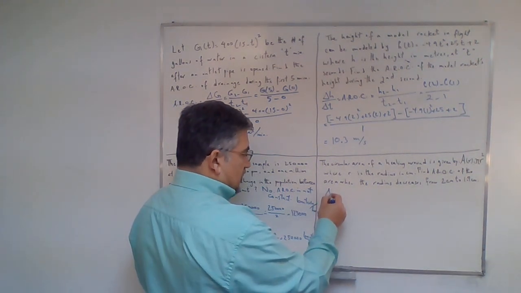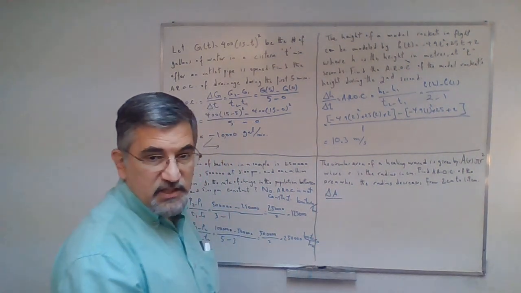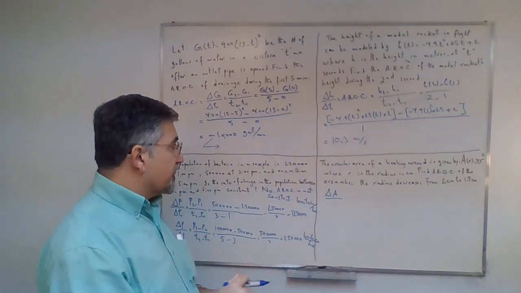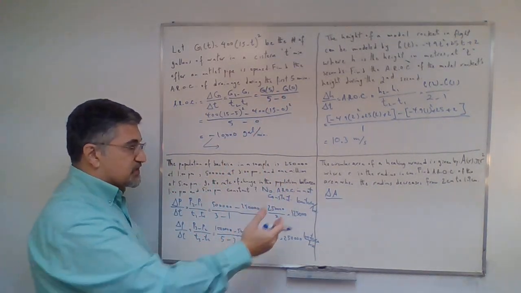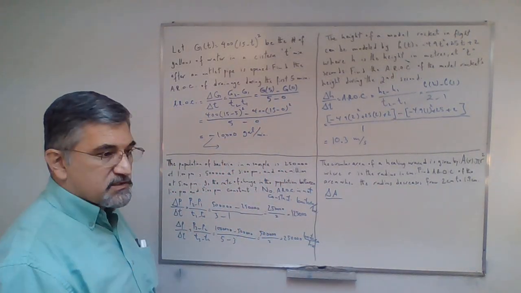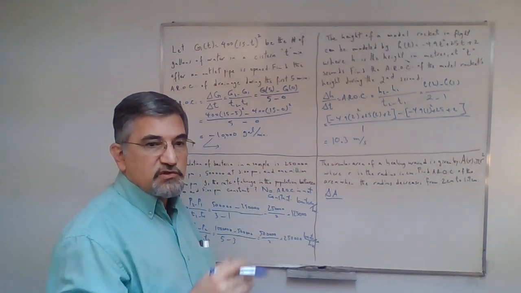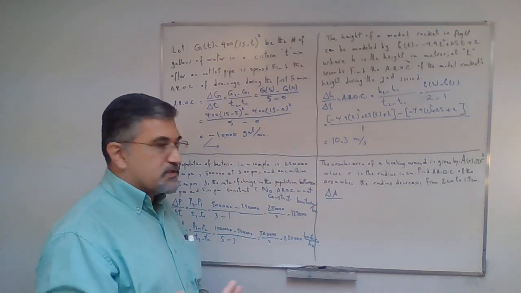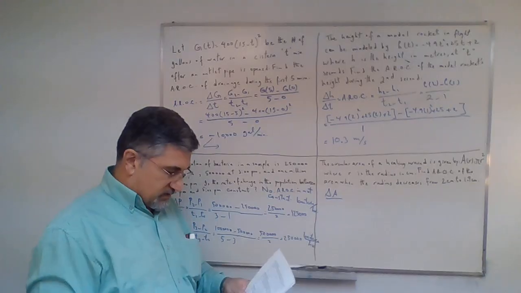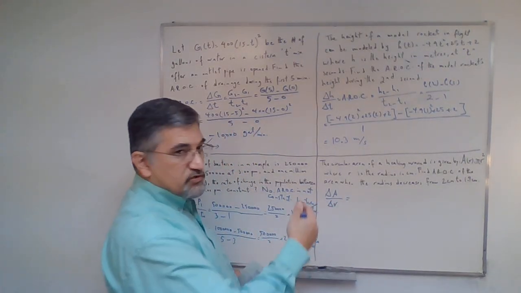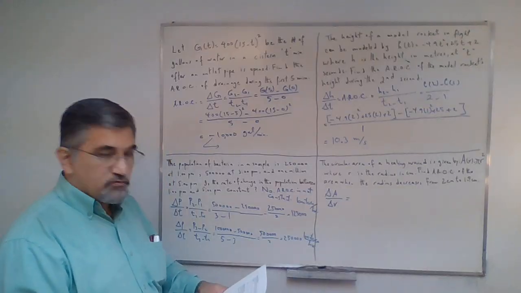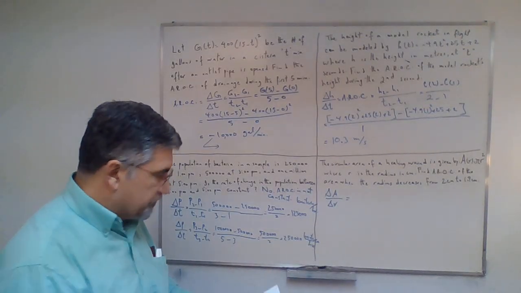So if you don't mind, I'm going to use letter A, capital A, representing area. P for population makes sense. H for height makes sense. A for area makes sense. For all of those, I could have just used delta y or delta x, but it makes more sense to use those letters. Delta A over delta r, rate of change of area with respect to radius, not the time this time.